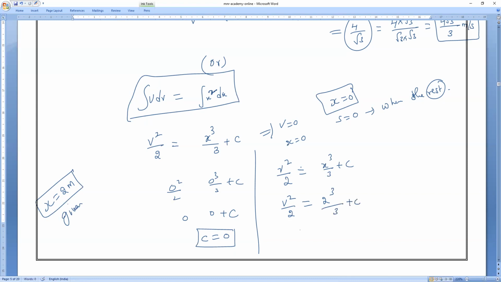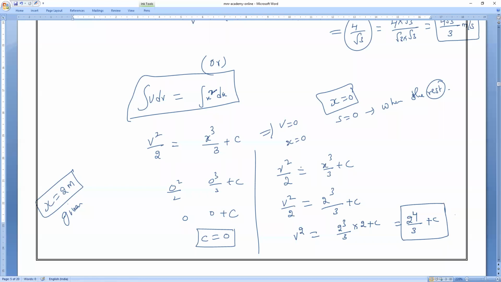So v square by 2, which is equals to what we can say. Let me take v square. V square is equals to 2 power 3 divided by 3 into 2. Is it okay, everybody? So that it will turn into 2 power 4 divided by 3 plus c.